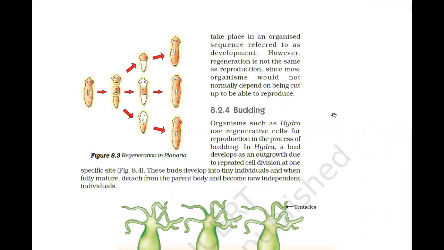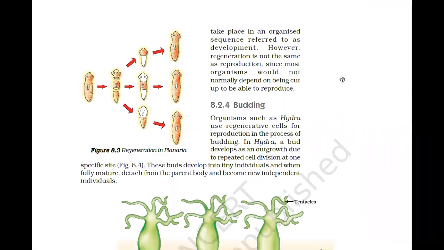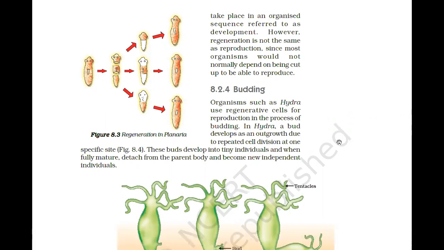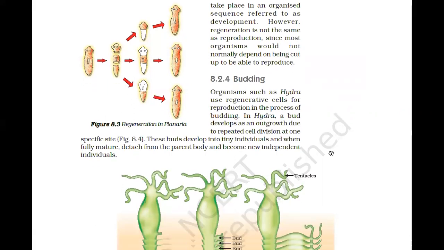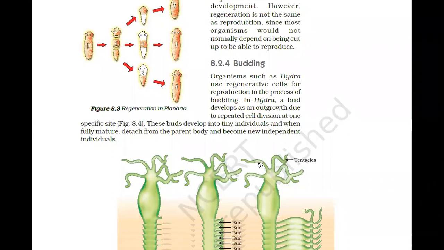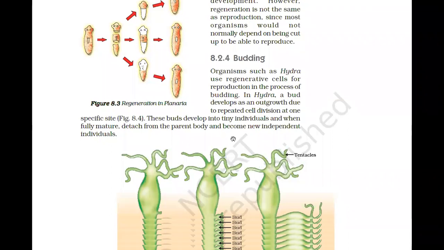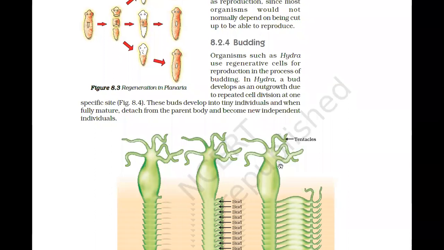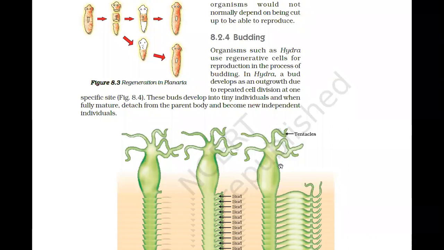However, regeneration is not the same as reproduction since most organisms would not normally depend on being cut up to be able to reproduce. Budding. Organisms such as Hydra use regenerative cells for reproduction in the process of budding. In Hydra, a bud develops as an outgrowth due to repeated cell division at one specific site. These buds develop into tiny individuals and when fully mature, detach from the parent body and become new independent organisms.